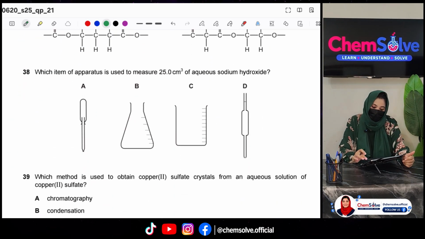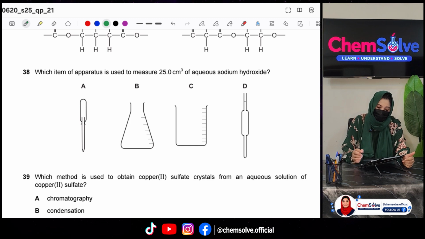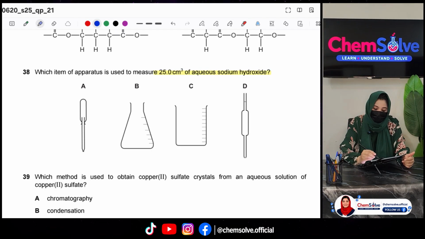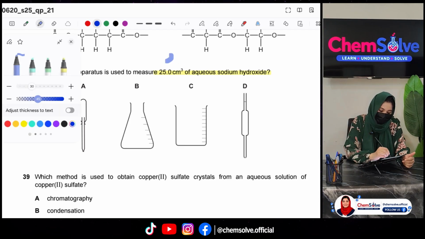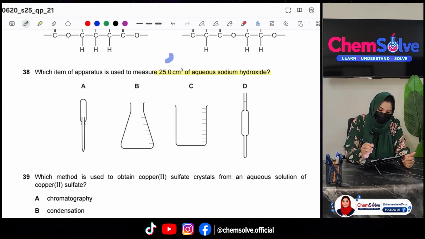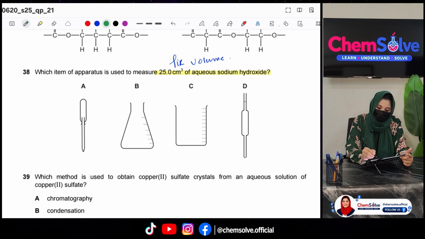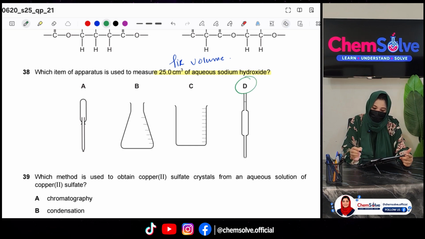Okay, so the next question is very straightforward. It's a fact. Which apparatus is used to measure 25 centimeter cube of the aqueous sodium hydroxide? When we have to measure a fixed volume, like 25, we always use a pipette. That's why the correct option is D.